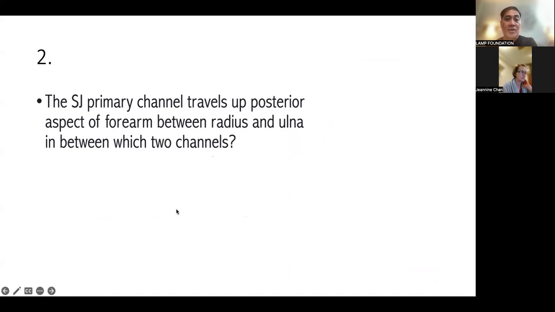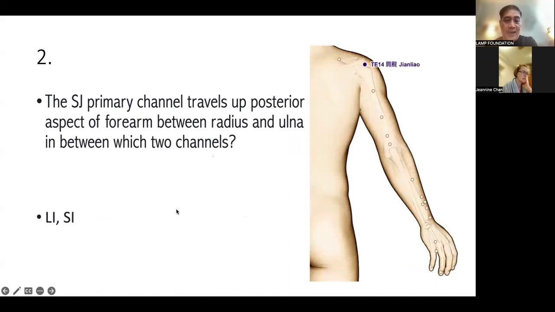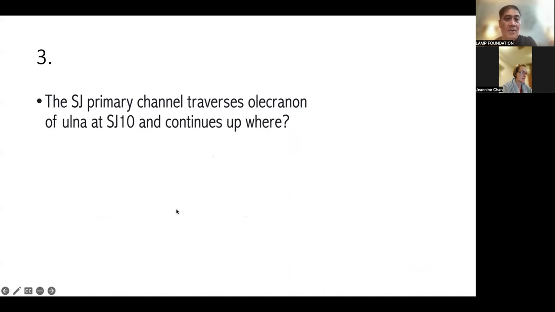The Sanjiao primary channel travels up the posterior aspect of the forearm between radius and ulna, in between which two channels? Between the large and small intestine channels. Very good. The Sanjiao primary channel traverses the olecranon of the ulna at SJ10 and continues up where? Remember, some of you were confused when I said continue up. If you remember our lecture, the hand is held up, so it's like going up. Where does it continue up? Up the posterior lateral aspect of the upper arm, going to the shoulder.